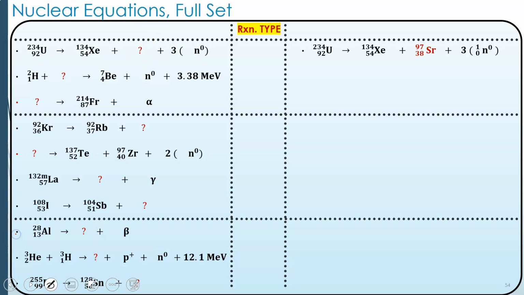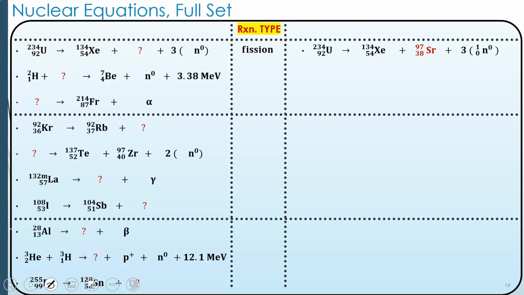And now it's a matter of determining what the reaction type is. Well, we're starting with a very large nucleus, and we're breaking it up into 2 smaller nuclei, as well as 3 neutrons. And we don't really worry about the neutrons in this case, but we see that we definitely have split a big nucleus into 2 smaller nuclei, and we know that that is a form of fission.